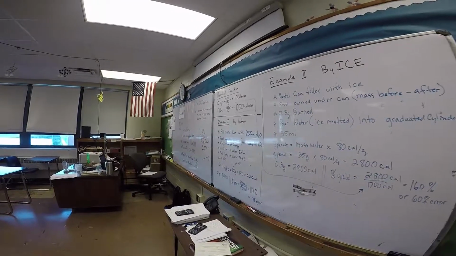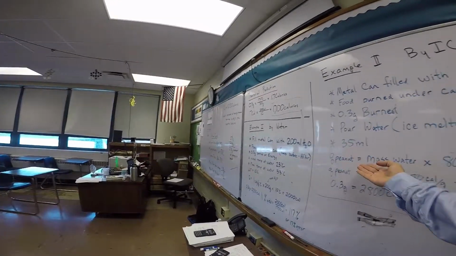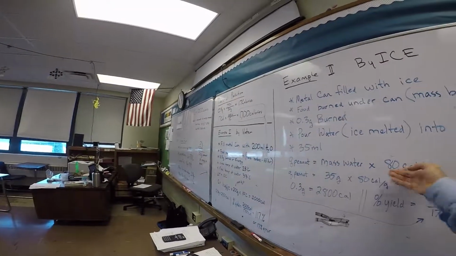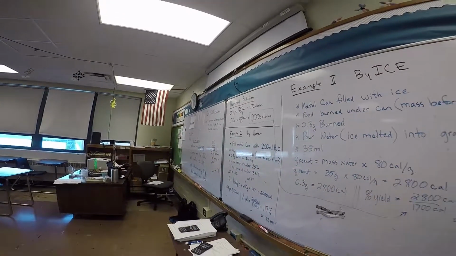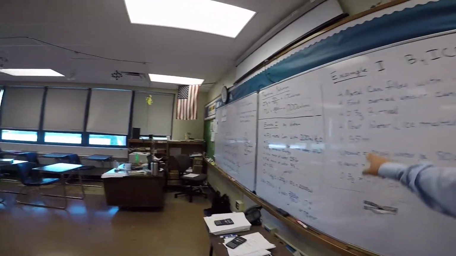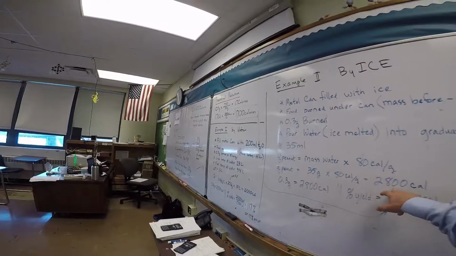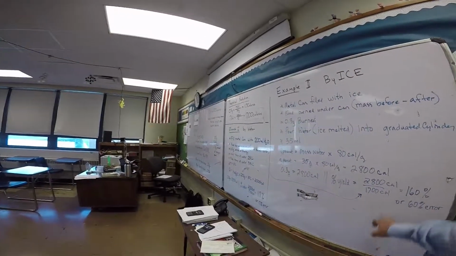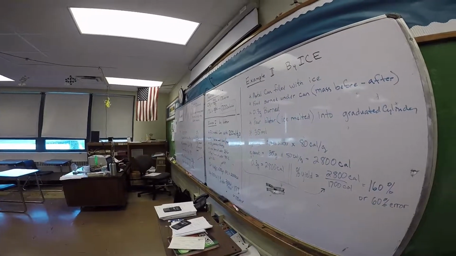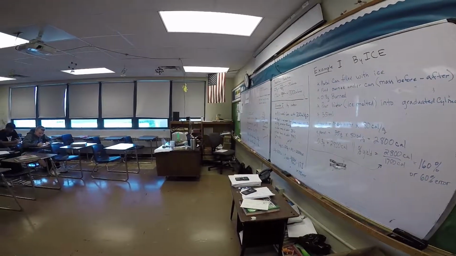So then we have the mass of the peanut, correction, the mass of the water, that would be 35, times 80. This is another standard that is used to help us calculate the calories here. So we take 35 times 80, that gives us 2,800. We take our 2,800 divided by 1,700, and we got 160, or 60% error.